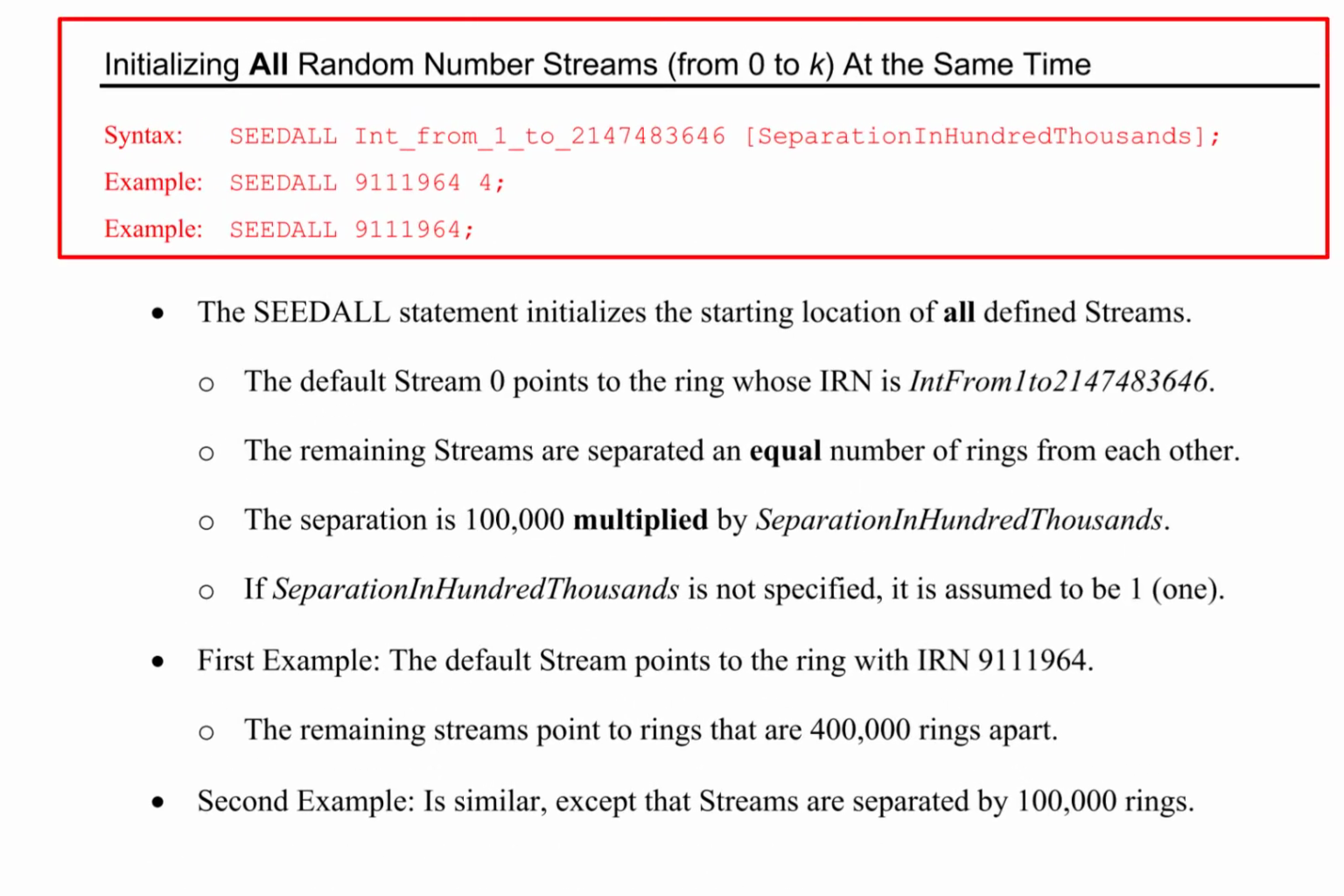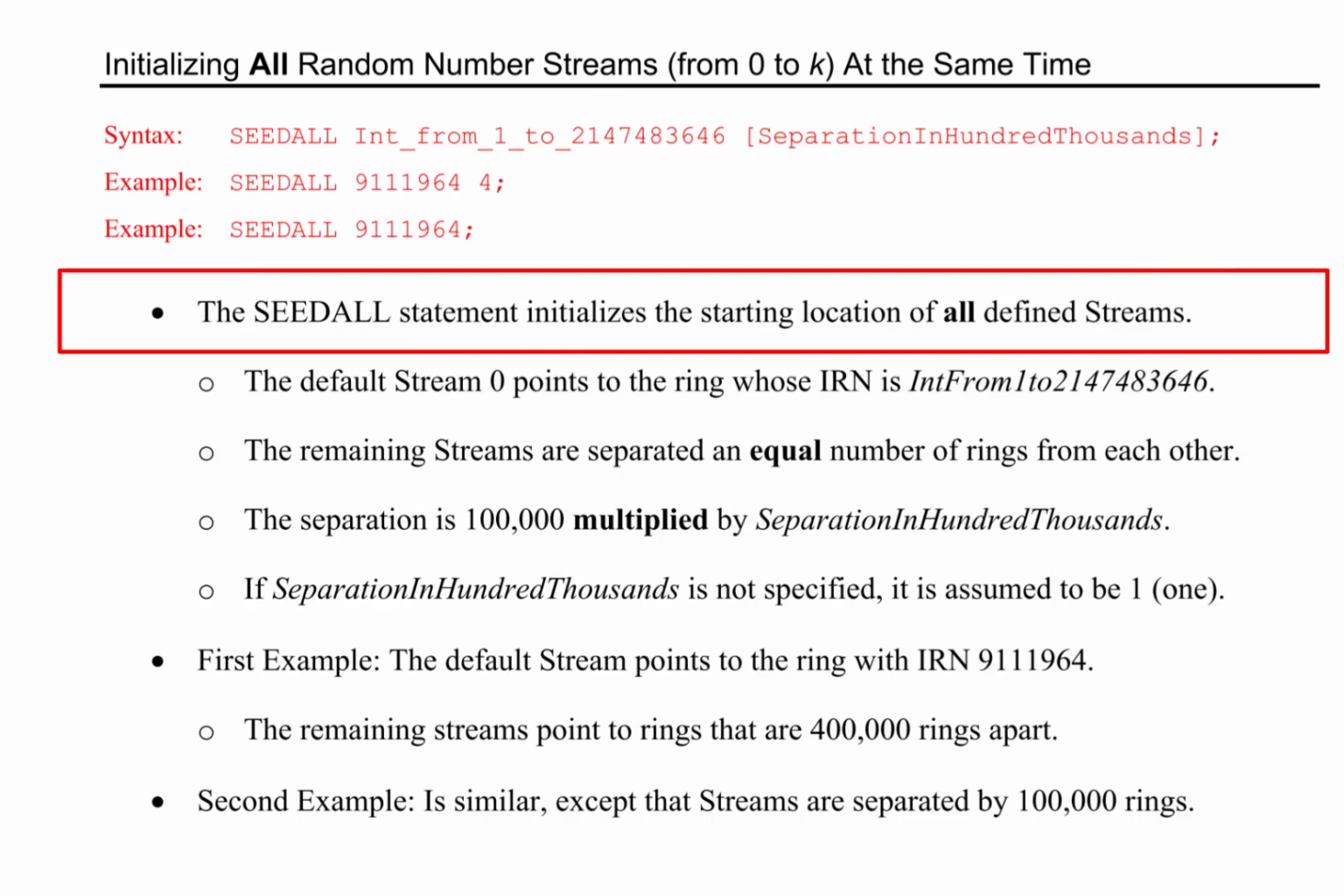A very useful statement for initializing all random number streams from 0 to k at the same time is seed all, which takes as an argument an integer random number from 1 to 2 to the 31 minus 2, and then an optional number that is the separation in hundreds of thousands between successive streams. For example, seed all followed by an integer number and then followed by the number 4. Or another example is seed all followed by just an integer number.